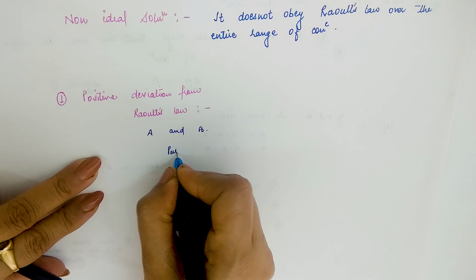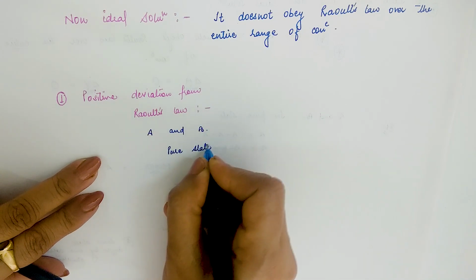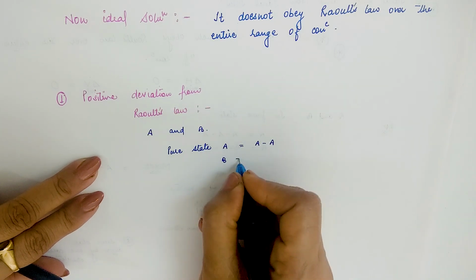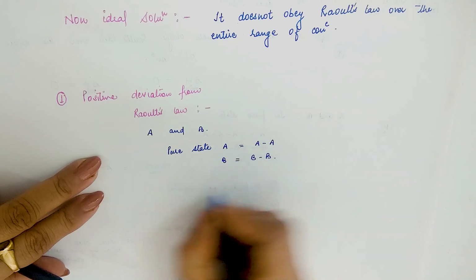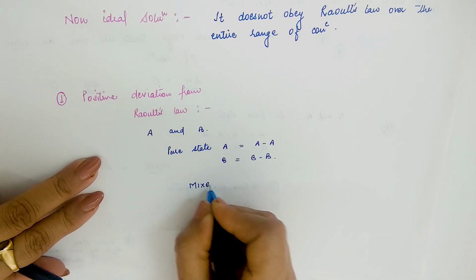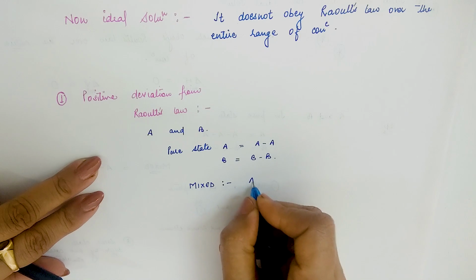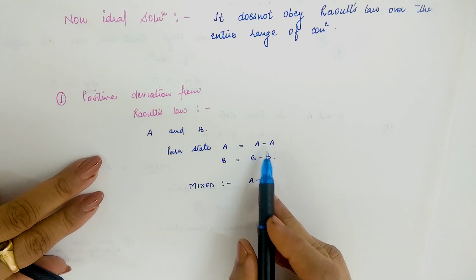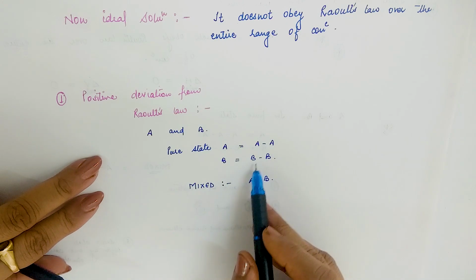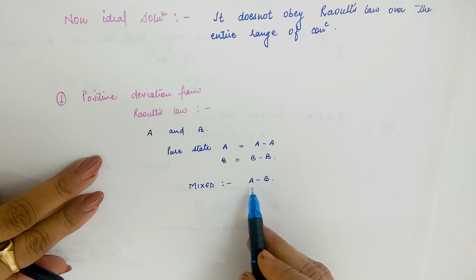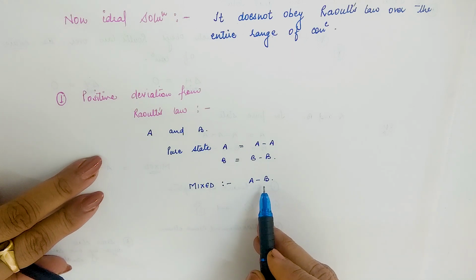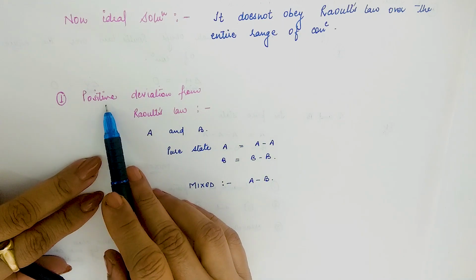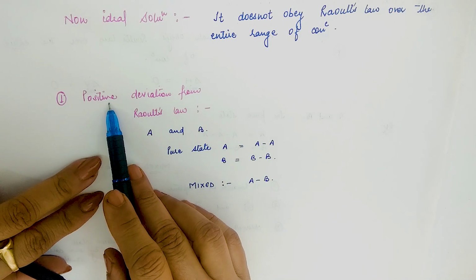In the pure state, again the same, the forces in A are AA, and in B are BB. When they are mixed, now what will happen? They will form the type of forces AB. Now children see, in the pure state the forces are strong, and when they are mixed the forces are weakened. The intermolecular forces get weakened, and when this is the case, then they show the positive deviation from Raoult's law.